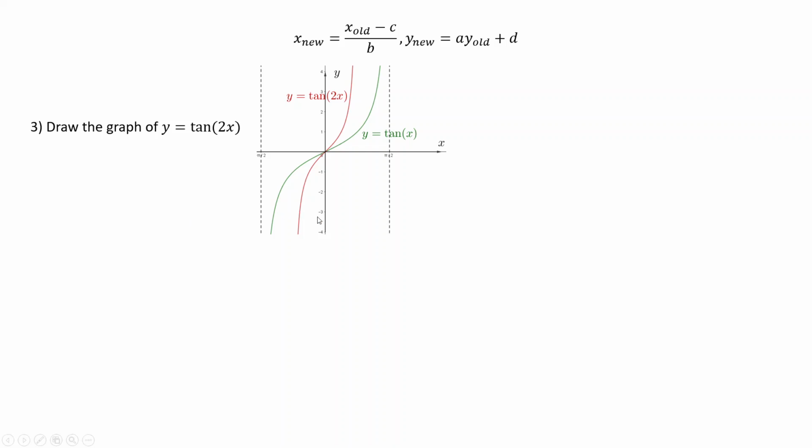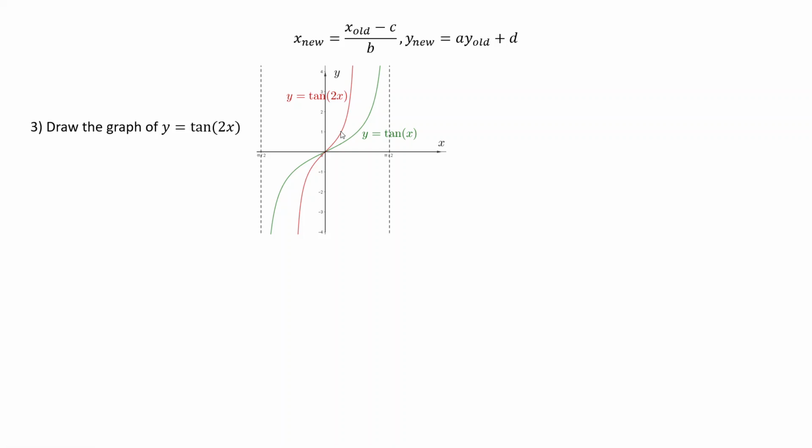That's the graph where b is 2, c is 0, a is 1, d is 0. So y new would be just y old, whereas x new would be x old divided by 2. That means the tangent graph is squished in the x direction by a factor of 2. So if the x value here is something, then the corresponding x value for the same y value would be half of it.